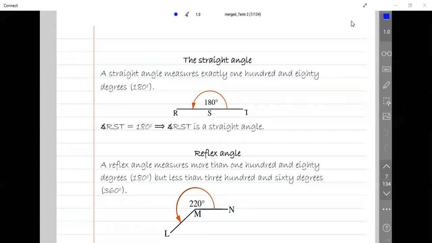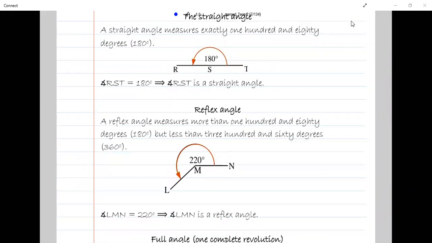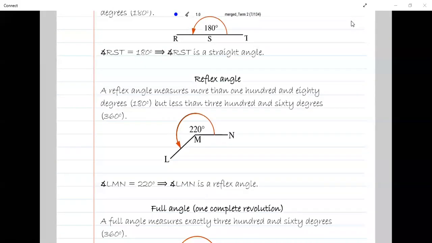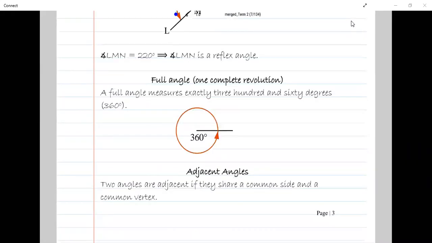All right, so a reflex angle measures more than 180 degrees but less than 360 degrees. So in this diagram, LMN, which is equal to 220 degrees, is a reflex angle. All right, so we have a full angle, which is one complete revolution. A full angle measures exactly 360 degrees.